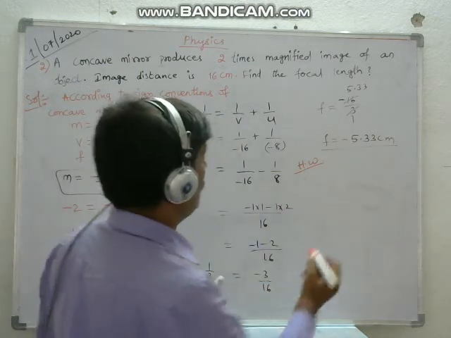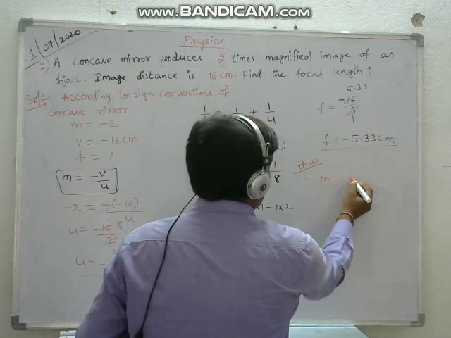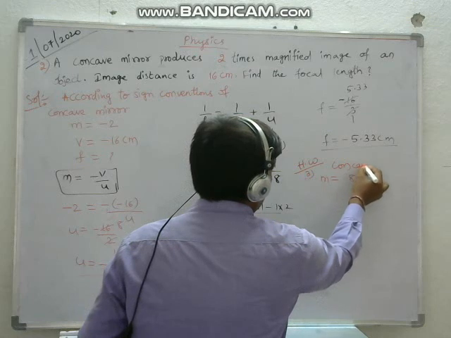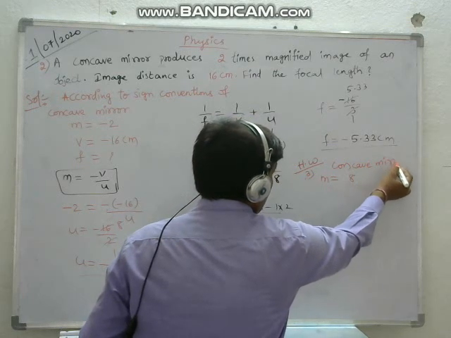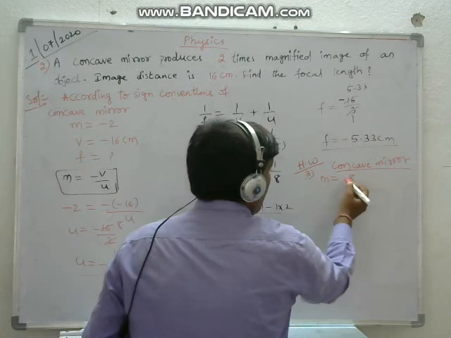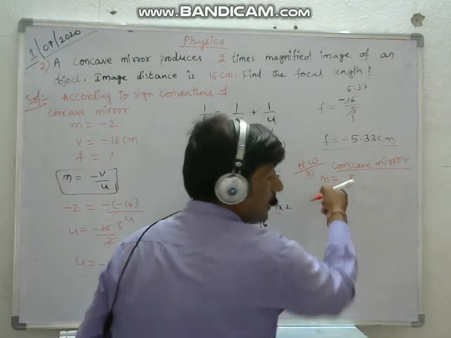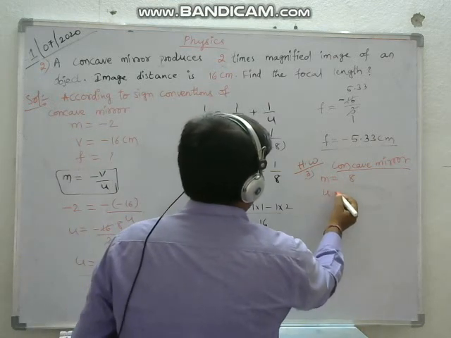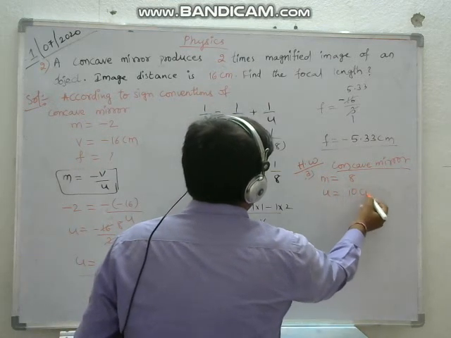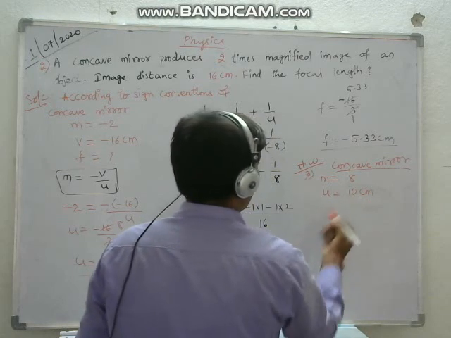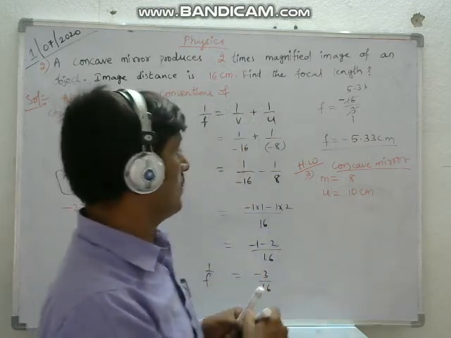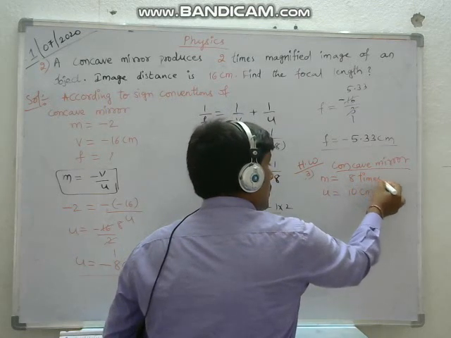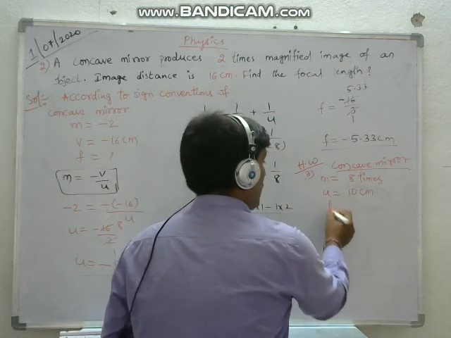Okay children, the magnification is 8 times. It is a concave mirror children. Third question, concave mirror, you apply the sign conventions of concave mirror. Magnification is 8, you apply the proper sign convention. Object distance is 10 centimeter and that's all. Magnification is 8 times, u is 10 centimeter, you find the focal length.